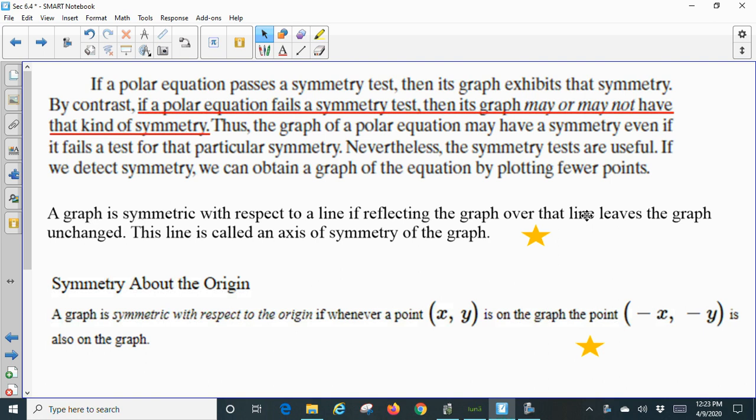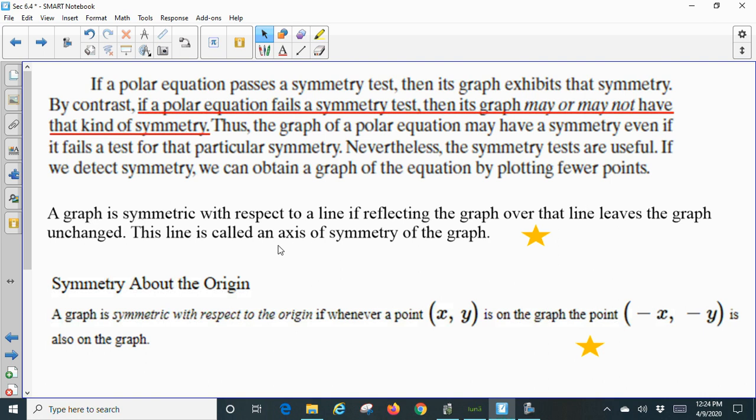By contrast, and notice I've underlined this, if a polar equation fails a symmetry test, the graph may still have that type of symmetry. So the graph of a polar equation may have a symmetry even if it fails a test for that particular type. Nevertheless, the symmetry tests are useful because if we can find symmetry, we can use that to draw our graph using fewer points. For every point we derive, we can get 2 for the amount of work.